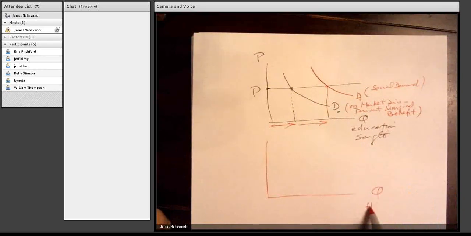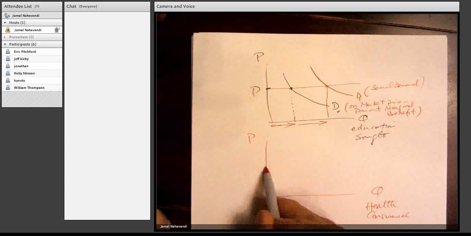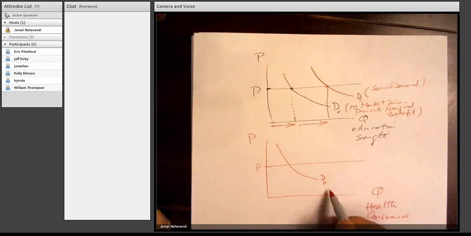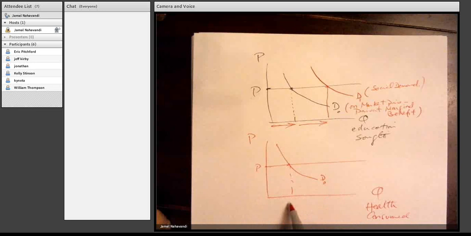Quantity of health consumed, and this is price. Let's say average price of seeing a doctor is here. If that was the case, some of us will go to a doctor, but this is not sufficient amount of health consumed at the society level.